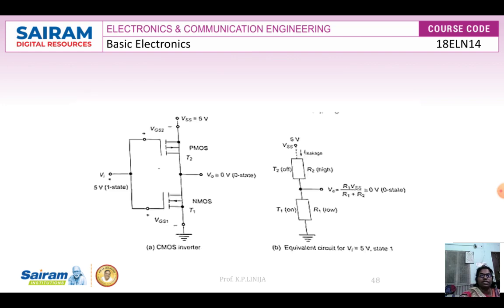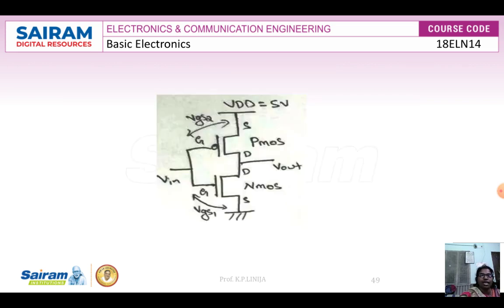Now let us discuss the CMOS circuit as an inverter. Here it is very clear that there is a PMOS as well as an NMOS, but at the gate the common Vin is applied. So what will be the condition here? Suppose the first condition is Vin equal to 0.